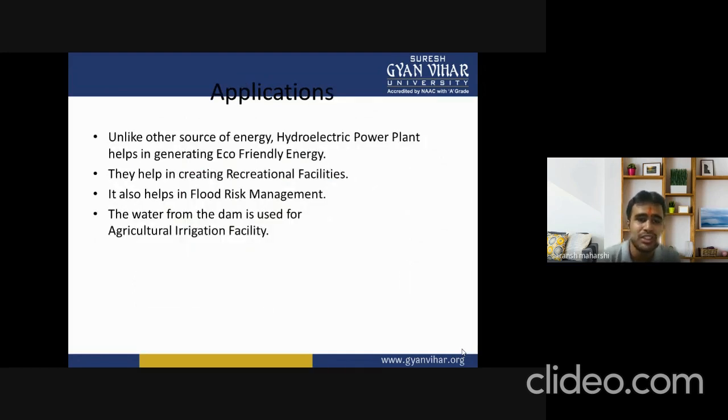Now we will discuss some applications. Unlike other sources of energy, hydroelectric power plants help in generating eco-friendly energy. Second, they help in creating recreational facilities. Third, they also help in flood risk management. And last but not least, the water from the dam is used for agriculture and irrigation facilities.